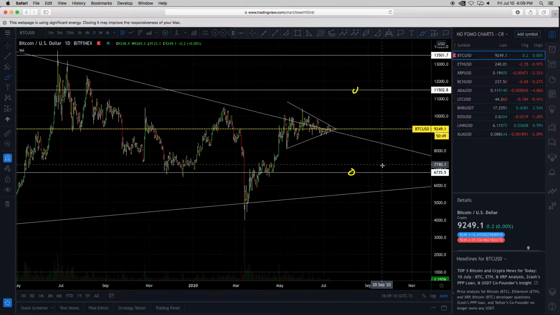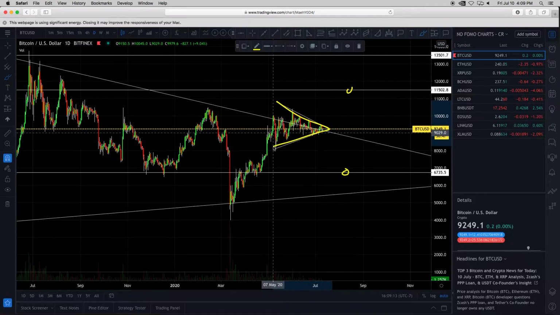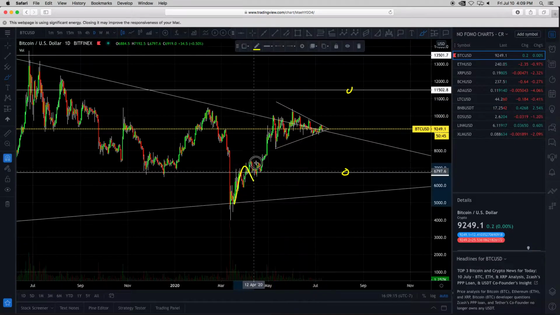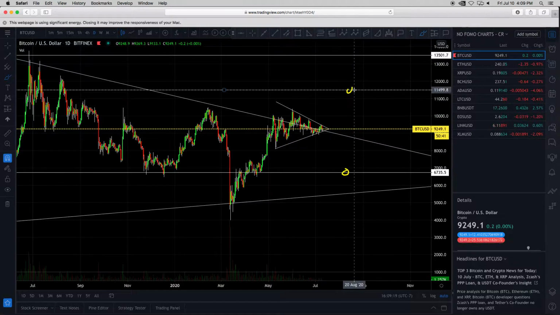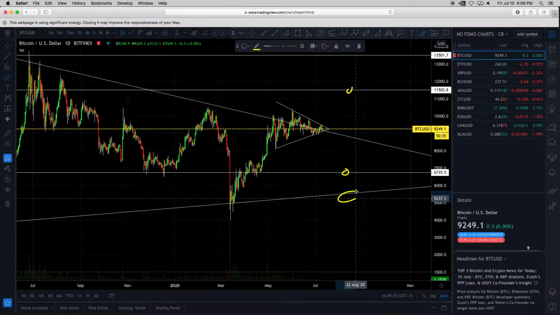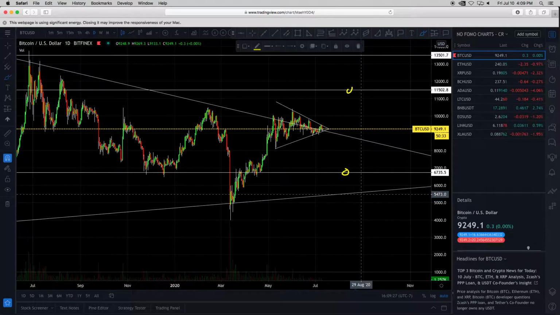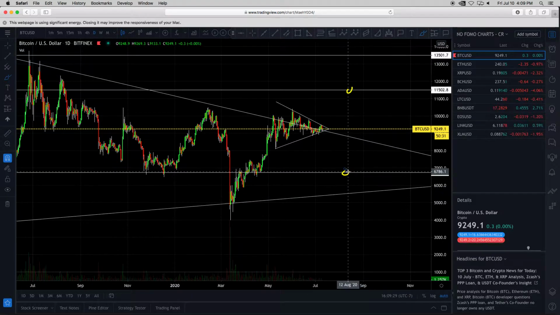Already charted this from another class. Symmetrical triangle in progress right now. We had an uptrend into consolidation to symmetrical triangle. The two targets: bullish target, 11,500 on the top. Bearish target, 6,819, the bottom of the triangle, 5,400. All right? So I want to watch out for that.